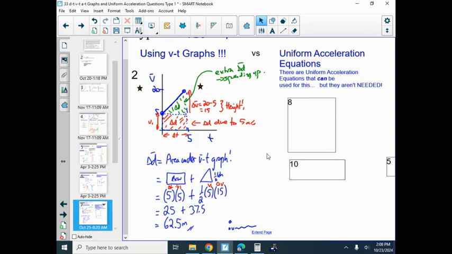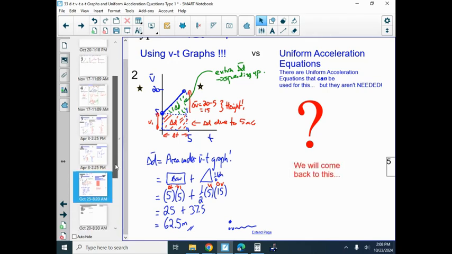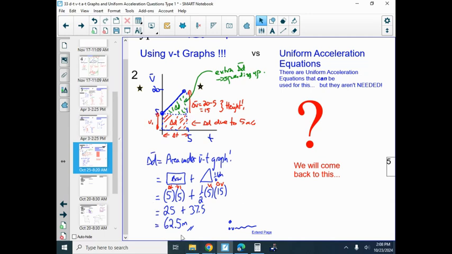There are uniform acceleration equations that can be used for this. They aren't always needed, we're able to do this without them. But of course, we're going to do those eventually because we want to be able to tackle things efficiently. But we're trying to build understanding right now, and so we're just seeing what makes sense. We are going to come back to that stuff. But for now, I'm insisting you need to do this to help learn. I've tried a lot of things to help students learn this, and this is what I found works the best. So please follow along with that process.